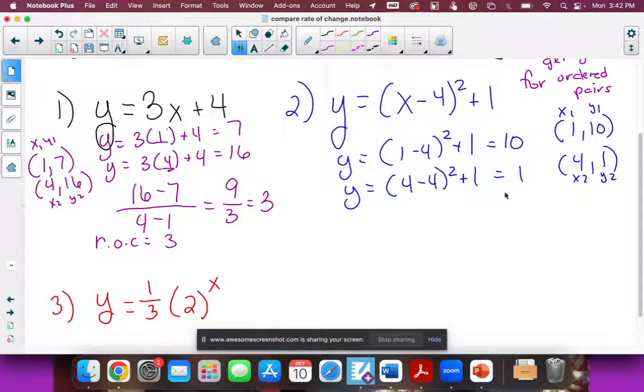All right, time to plug and chug. So (1 − 10) divided by (4 − 1). You've got to make sure you're going in the correct direction. So y2 minus y1, x2 minus x1. So that is going to be negative 9 over 3. Simplified is negative 3. So my rate of change is negative 3.